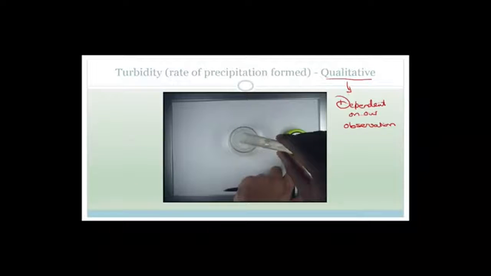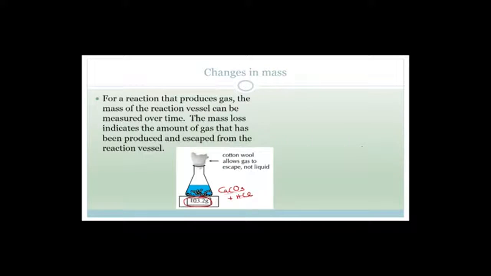Qualitative. So what they have done is they've done that experiment qualitatively with the X. Okay. Let me show you again. This experiment where they have an X on the piece of paper and then they put their glass on it and they see when the X disappears. So that's what they're doing with this reaction.